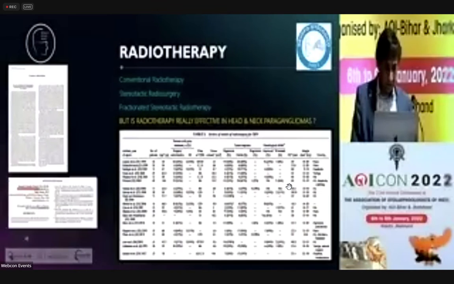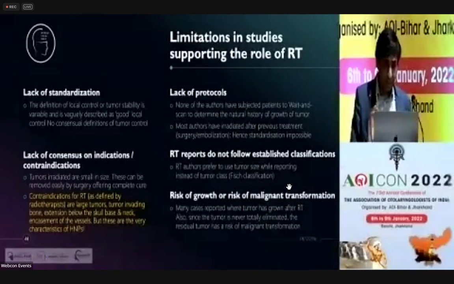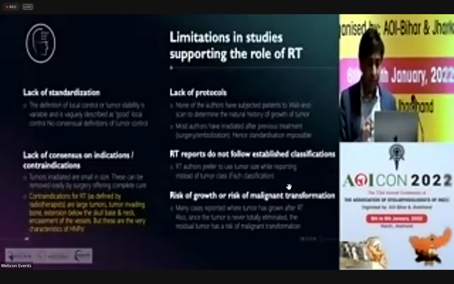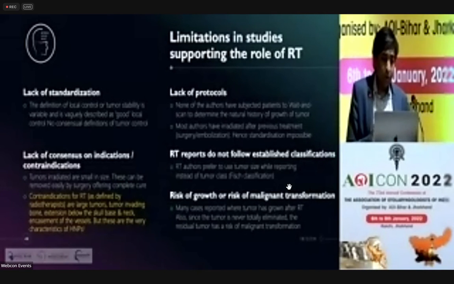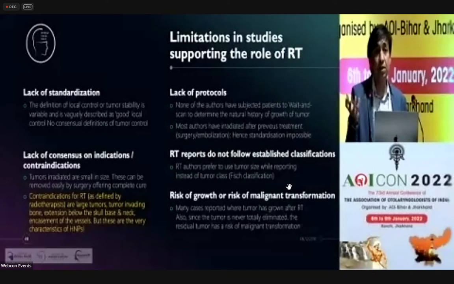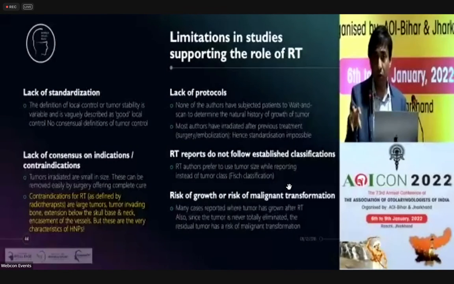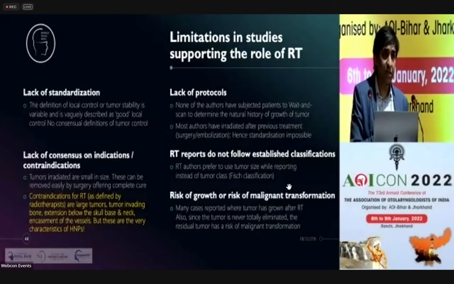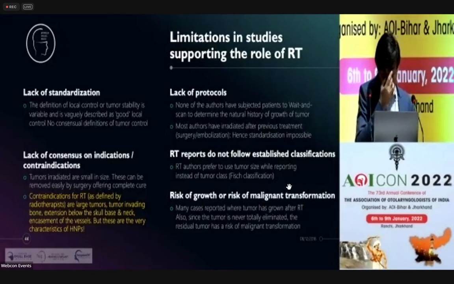Now, just to give you a gist of that analysis, what I found was that there was lack of standardization in reporting when it came to the radiotherapists themselves reporting their series. So when I say lack of standardization, I'm talking about classifications. I'm talking about tumor sizes, tumor radiation protocols. Different people did different things. As surgeons, we are much more standardized. We follow the FISH classification. We have very, very clear protocols as to what we do with all our patients.